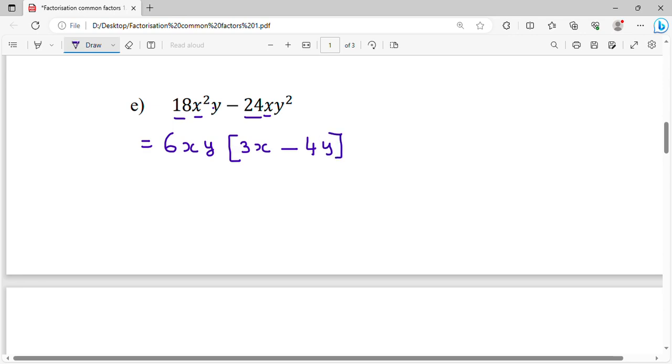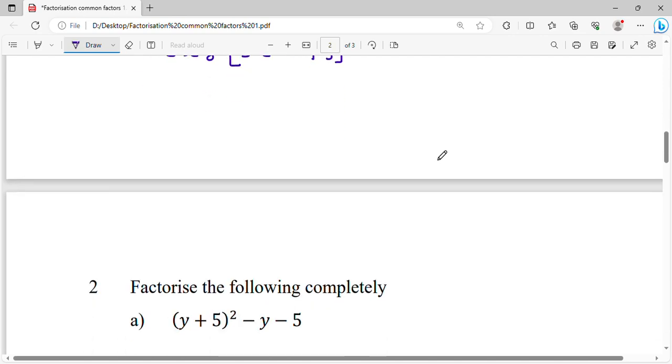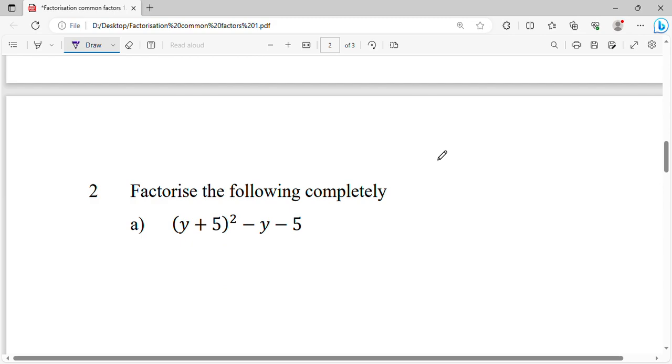As I told you, if you verify, 6 times 3, 18, yes, I've got x squared y. Yes, I've got the answer. Same thing, 6 times 4, 24, x, and y times y is y squared. And that's so easy to do. But let's go on to a little more challenging question.